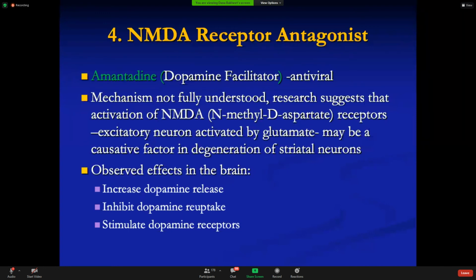Some of you asked me about the uptake. If you inhibit it, or you increase dopamine, you have more dopamine to act on the receptors. How exactly it works is not fully understood.